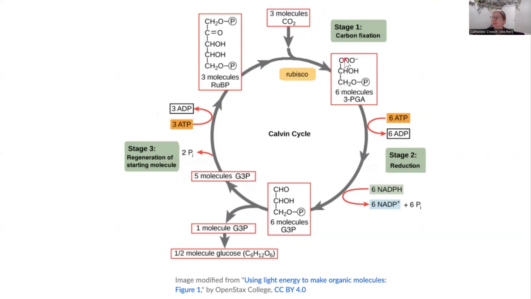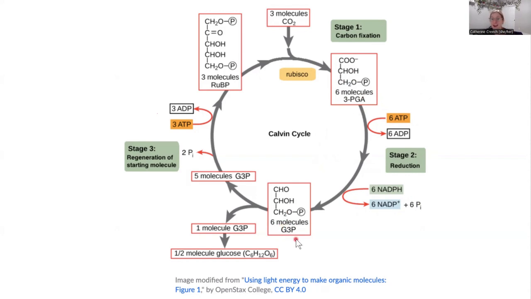And now we're left with these 3-carbon molecules. These 3-carbon molecules need to be modified. It costs energy to modify them. So this is the reduction phase. In the reduction phase, we need 6 ATP. We need 6 NADPH. And all of that energy allows us to create 6 molecules of G3P.